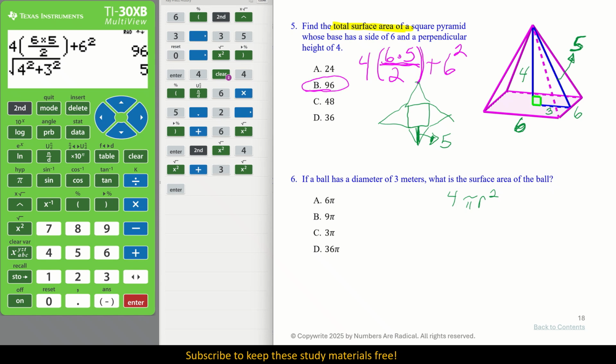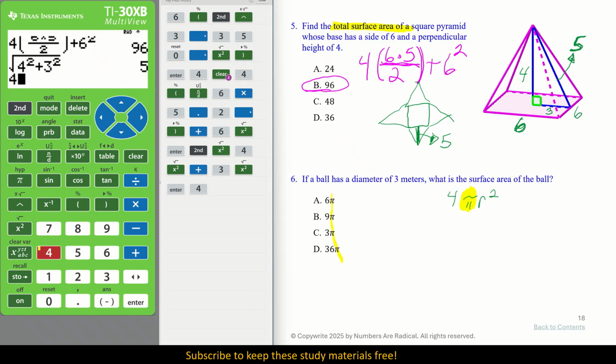But I do need to make a point here. All of our answers are in terms of pi. That means pi is going to go along for the ride. So what do we put in our calculator? Well, we put in 4, and then the diameter is 3 meters. Do we use the diameter? No, we do not. But you could do this because pi's hanging out. So we need 4 times half the diameter, and then we square it. Let me clear it out.